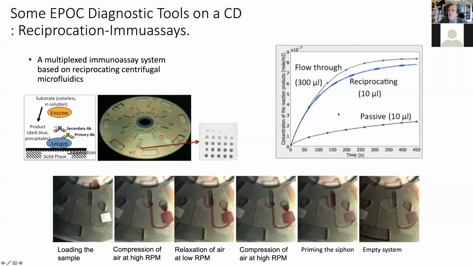Now, if you flow through, of course, everything goes to waste, right? And you need much more liquid, 300 microliters, 30 times more than if the droplet is just sitting over it. But look, I have a much better signal in a short amount of time. But it's 300 microliters. Now, if I reciprocate, I use 10 microliters, much less than here, and I get about the same dose response curve. So this trick allows me to be faster and use 30 times less analyte.